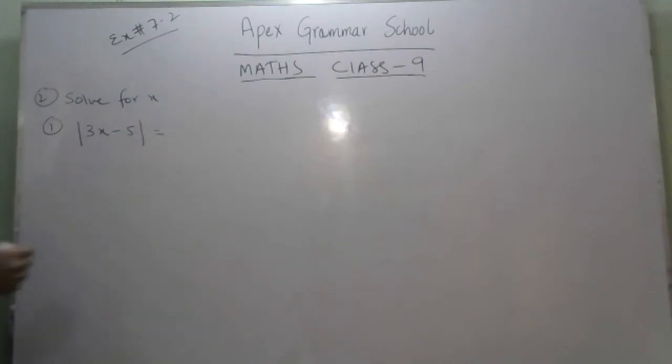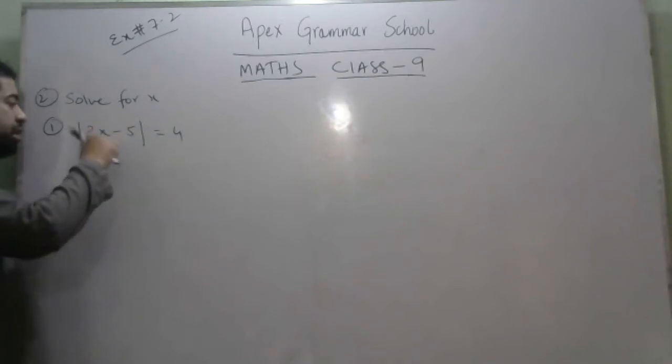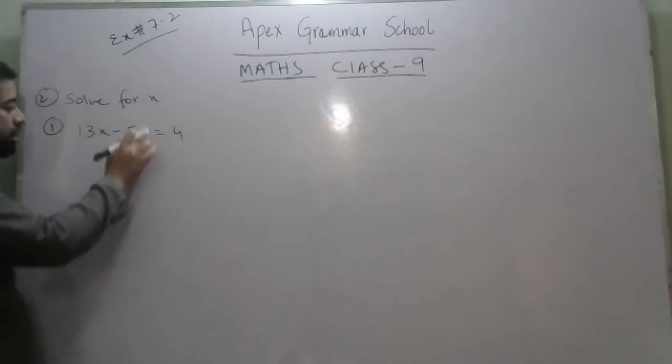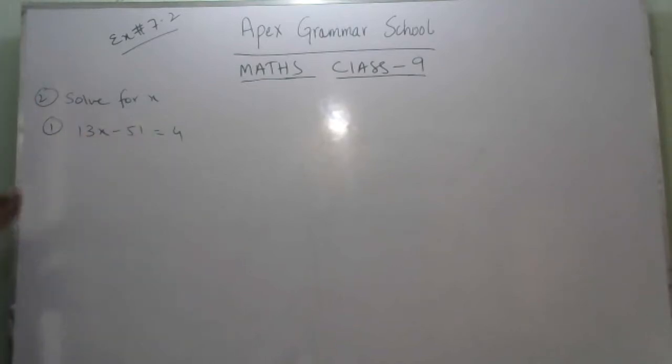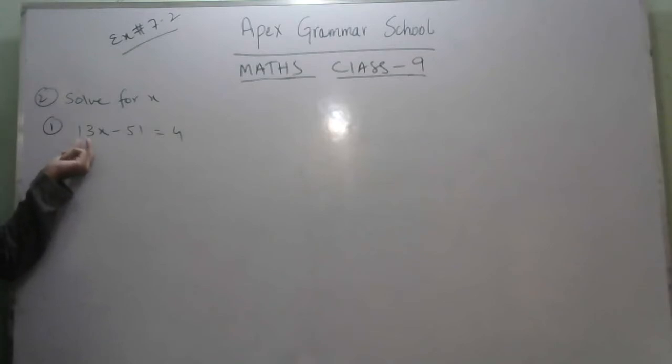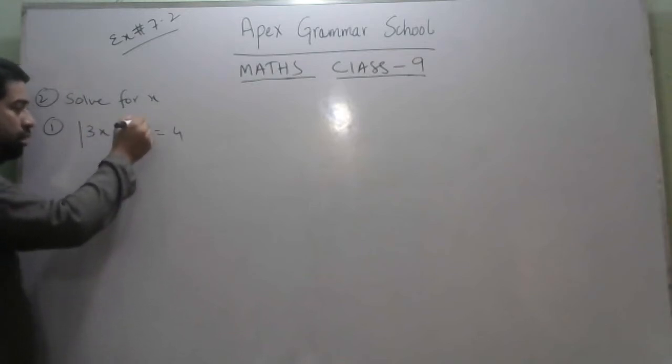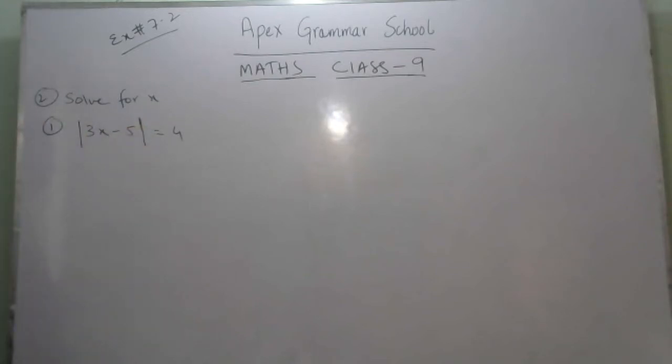Question number 2, part 1: the absolute value of 3x minus 5 is equal to 4. You can see that 3x minus 5 has been written within this mod sign. Some students apply this mod sign just like this. Now this makes a confusion that this 3 is just like 13 and this 5 is just like 51. You need to apply this sign larger than these numbers, just like bigger brackets. This is a mod sign. Within this mod sign, you need to put these values 3x minus 5.